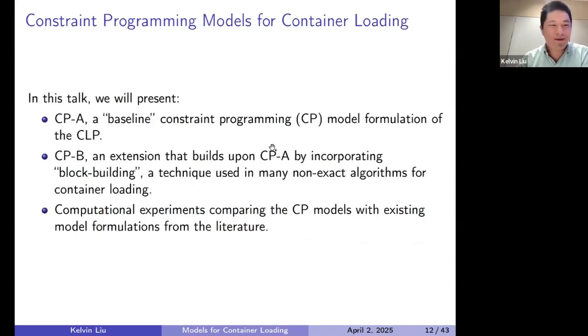Okay, so in this talk, this is what we will present. I'll present what I call the CPA model, which is a baseline constraint programming model formulation of the container loading problem. After presenting CPA, I also present CPB, which builds upon CPA by incorporating the concept of block building, which is a technique used in many non-exact or heuristic algorithms for container loading. And then I'll finally present computational experiments to compare these new constraint programming models with existing model formulations of container loading from the literature. So, a comparison of sorts.